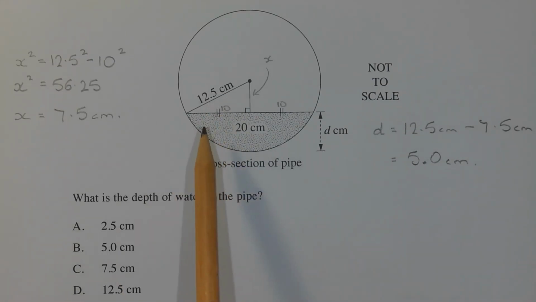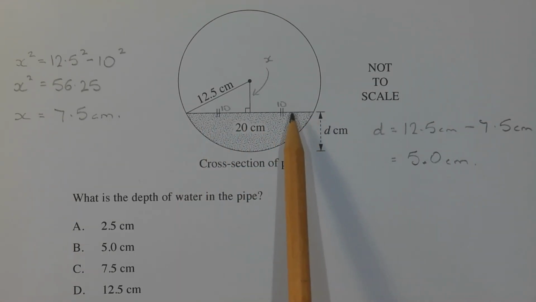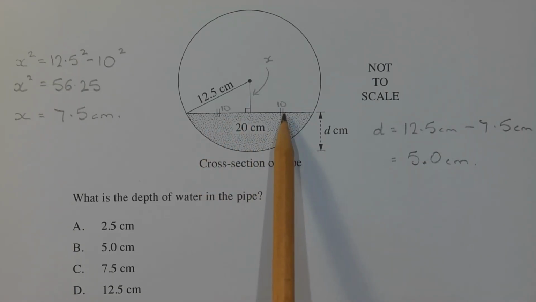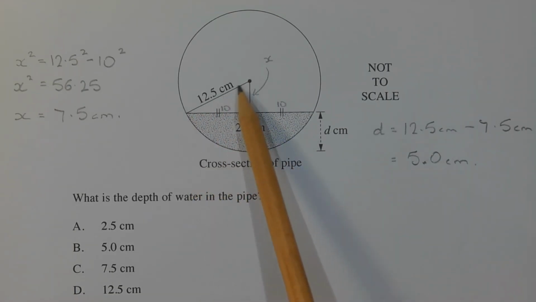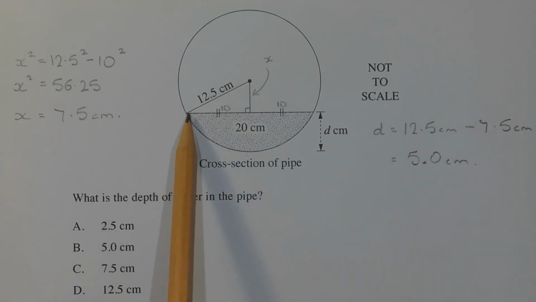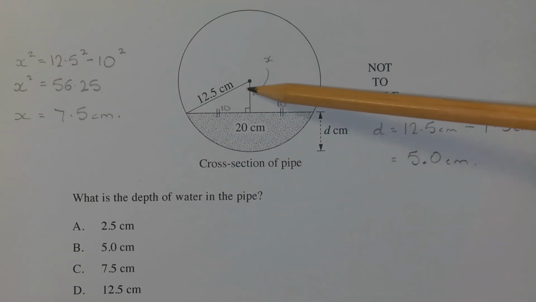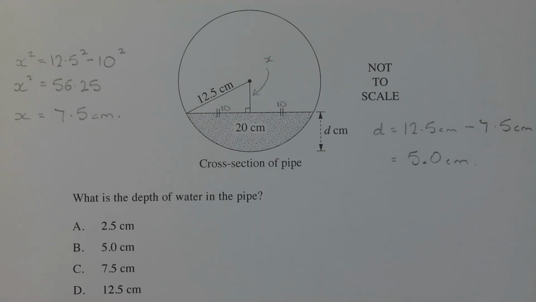Now we also know that the width of the surface of the water is 20 centimeters and it's been split in half. And that's the meaning of the double dashes here and here. So we know that the hypotenuse of this right angle triangle is 12.5 centimeters. We also know that the other short side has length 10 centimeters, which is half of 20 centimeters. So we can apply Pythagoras' theorem to find the length of the short side that we're interested in, which I've marked with the variable x.